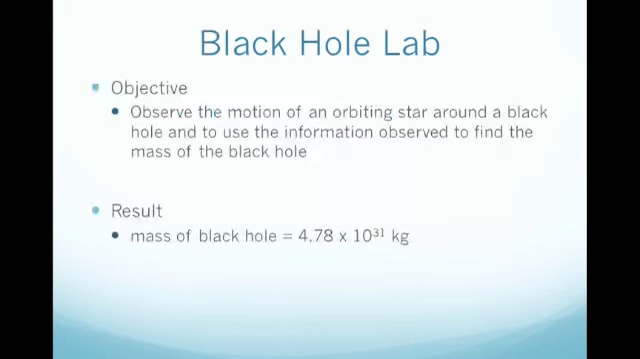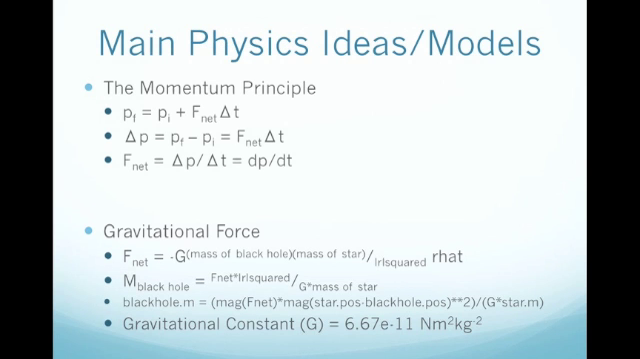The objective of this lab is to observe the motion of a star from the position given by a CSV file and use that information to find the mass of the black hole the star is orbiting. The result I received from computing the lab using Newton's gravitational force principle and the connections between F-net components and the change in momentum components was that the mass of the black hole equaled 4.78 times 10 to the 31st kilograms. Now let's talk about the models I used to compute this lab.